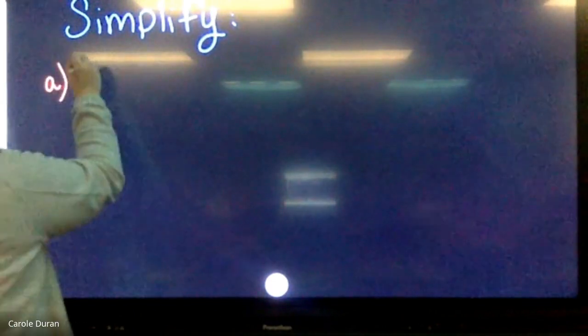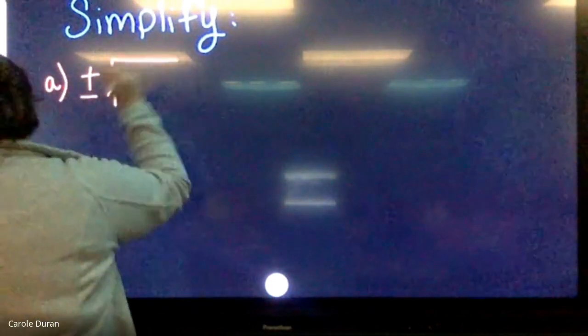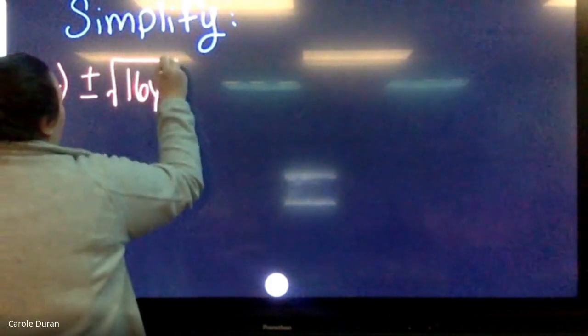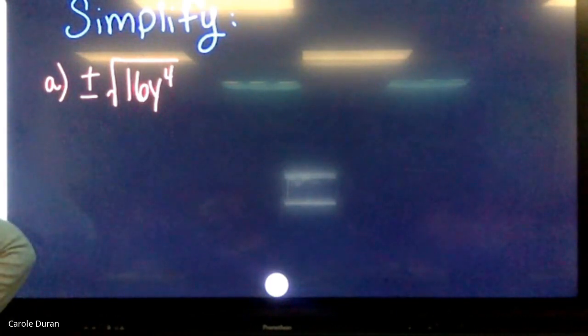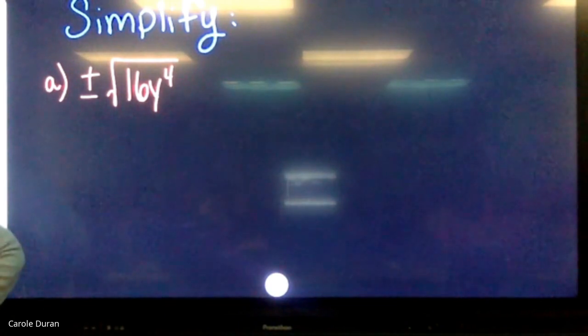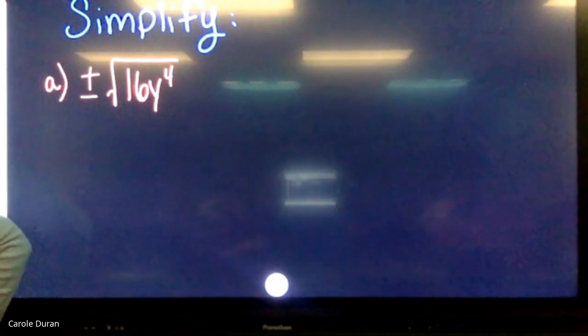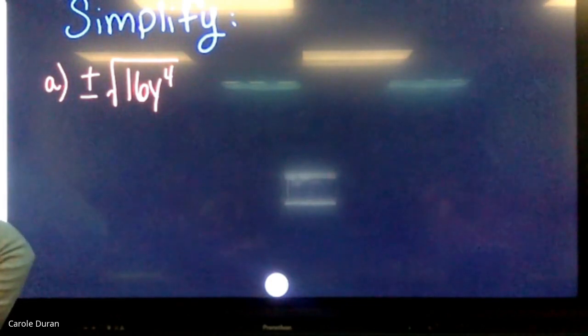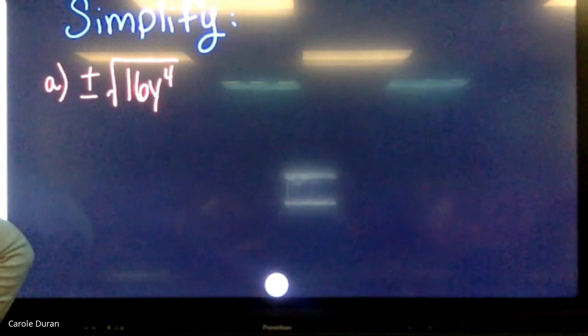First example, I would like to simplify the square root of 16y to the 4th. We're going to start off a little easier, just so you know. What? This is easy? Just write it down. I'm going to show you what to do with the variables that are in there. Okay, so don't worry about that. That doesn't look anything like the root. Those are rules that we're going to follow to solve these.